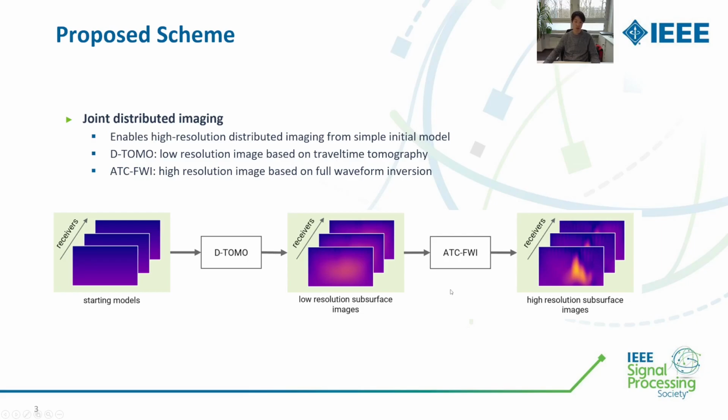After that, we apply the ATC-FWI, which is based on full waveform inversion, which then obtains high-resolution subsurface images using the low-resolution subsurface images obtained by D-TOMO. So here we then obtain subsurface images again at each receiver locally via data exchange in the network with higher resolution.